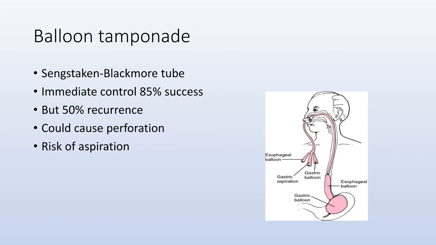But it comes with a few problems. One of them is that once you deflate the balloon and remove it, you've got a 50% recurrence rate. Now, when we remove that, I recommend that it get removed in the endoscopy suite where you're ready to put the endoscope in with an experienced person who can inject or ligate the bleeding varices.